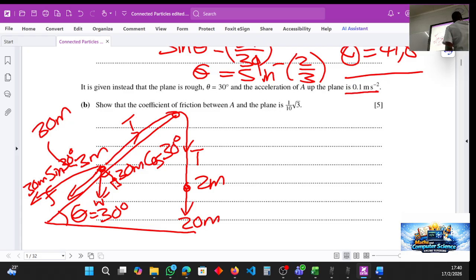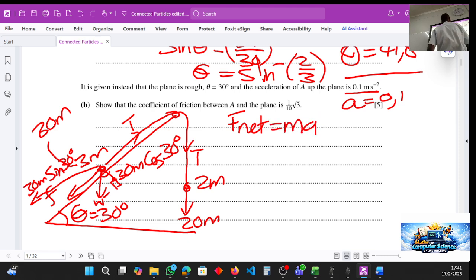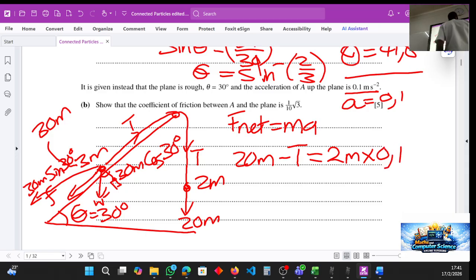But remember, we are given this extra information that our a is equal to 0.1. So what's our interest here? Because now the object is in motion and is accelerating, Newton's law comes in to say F net is equal to ma. So what's the net force? It is 20m minus T. So 20m minus T is equal to ma, that's 2m multiplied by 0.1, our acceleration. So that was the first equation we have.